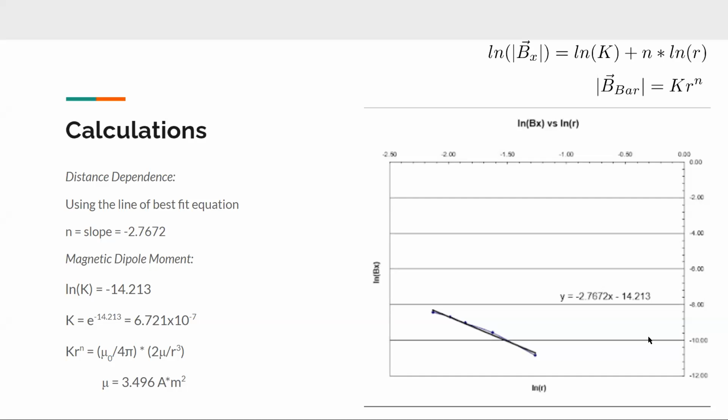So some calculations. Here we have our previous formulas for distance dependence. So using the line of best fit equation, n is equal to the slope, which is equal to negative 2.7672, which is how we derived our answer from the beginning. It's just the slope of the line of best fit.